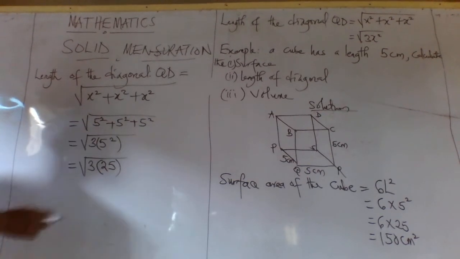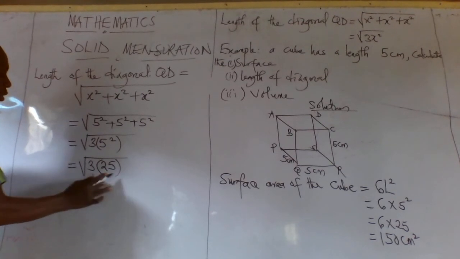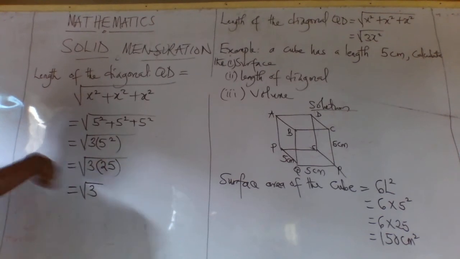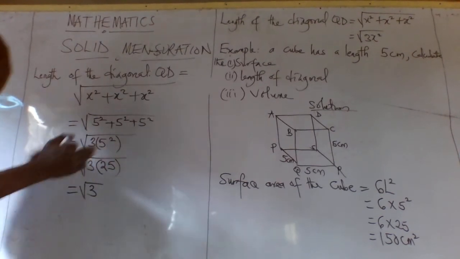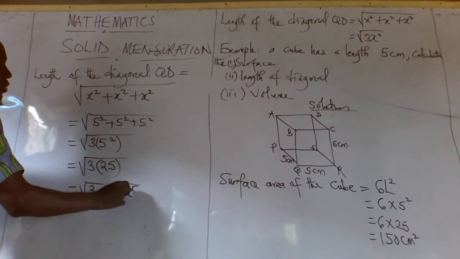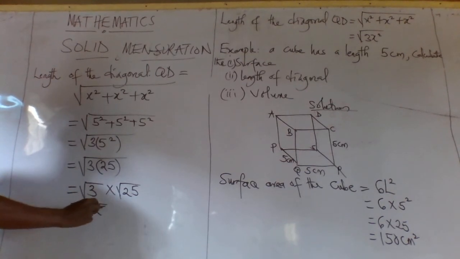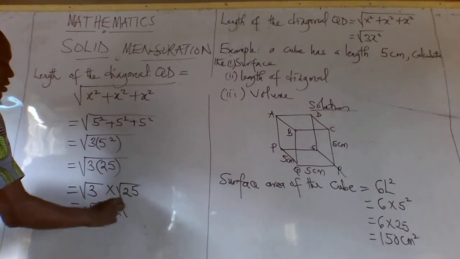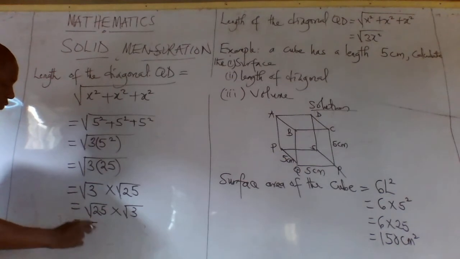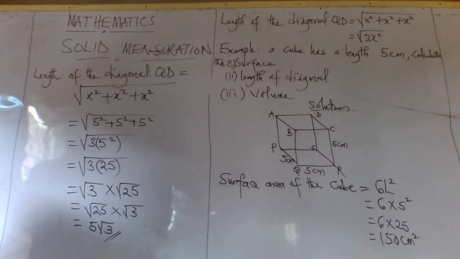From the law of surds, when we have something multiplied in a square root, we can bring them into different square roots and say the square root of 3 multiplied by the square root of 25. So we have root 25, which is a perfect square, 5, times the square root of 3, so we have 5 root 3. This is the length of the diagonal QD.